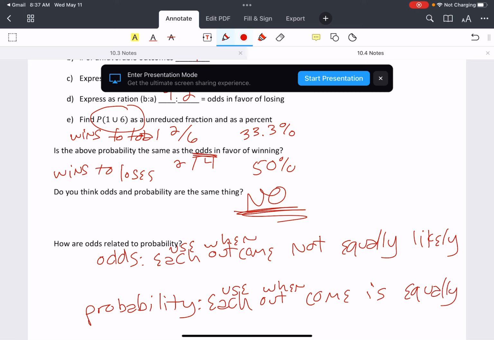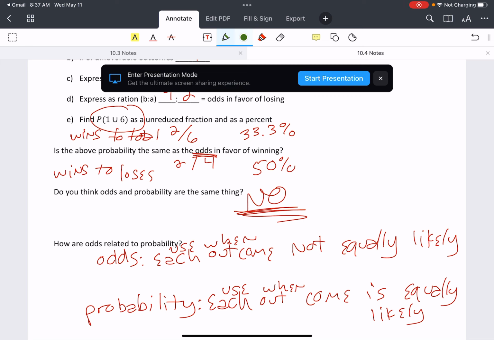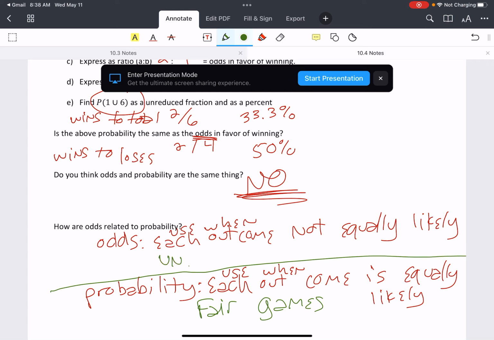What are our vocab words for those situations? There you go. Fair and unfair. Good, Maddie. Fair games are when each outcome is equally likely. You remember? Fair games are when each outcome is equally likely. So probability is better used in fair games, and odds are used better in unfair games.